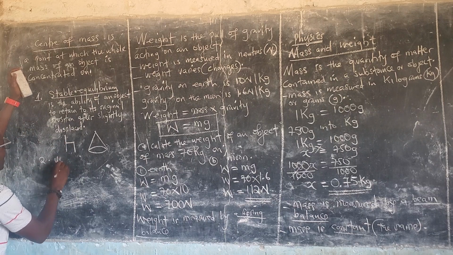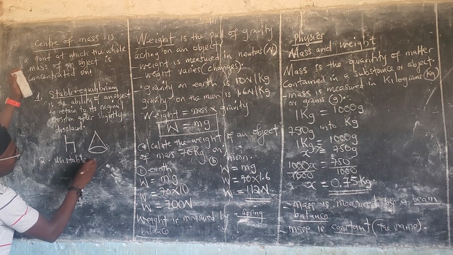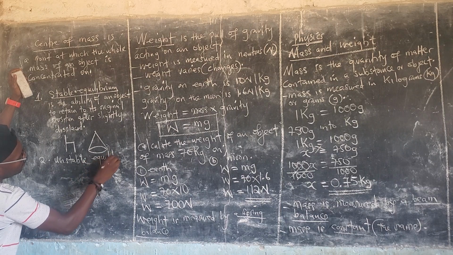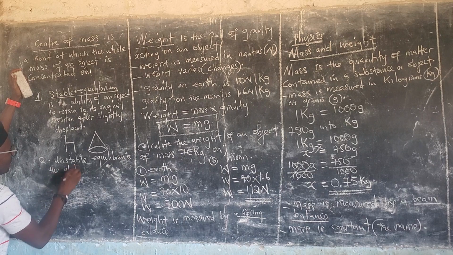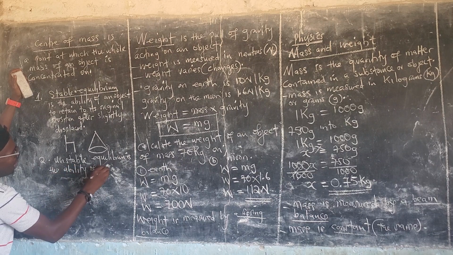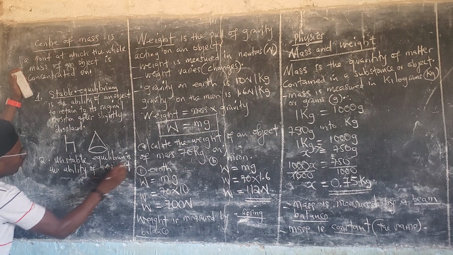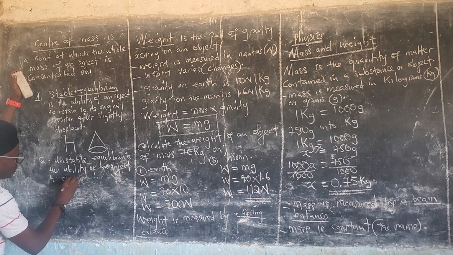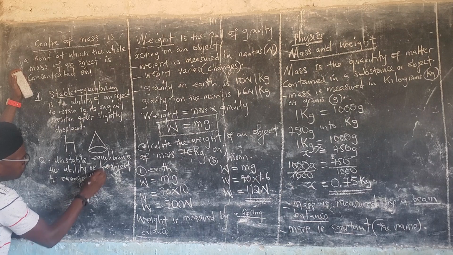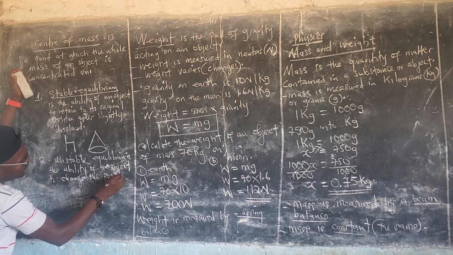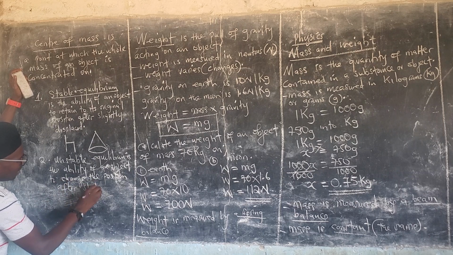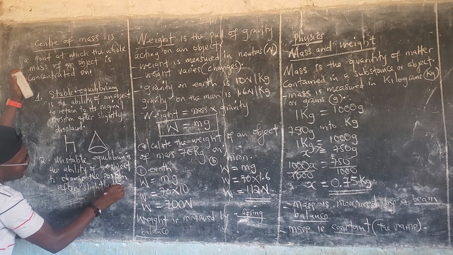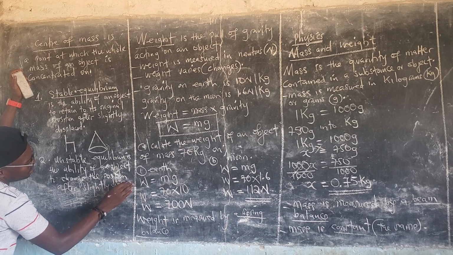But unstable equilibrium is the ability of an object to change its position after slight displacement.